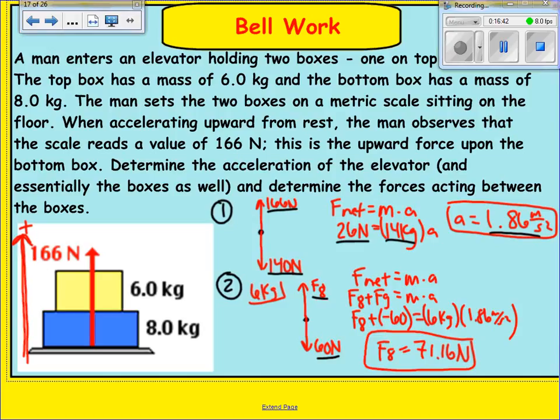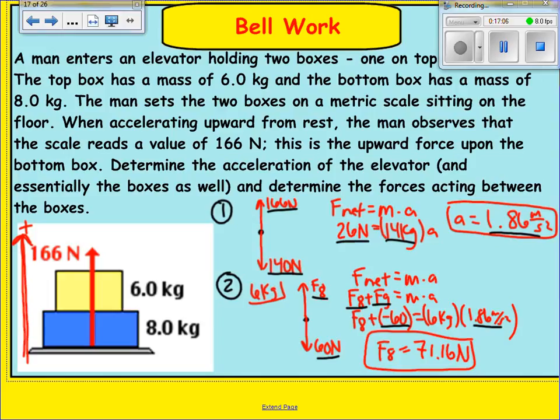Over here, I set force net equals mass times acceleration. The two forces that make up your net force are the force from F8 and the force of Fg. I plug in my values. Notice that my gravity is negative because the gravity is pointing down and up is positive. My acceleration is positive, however, because the block is accelerating up, so it needs to be a positive value. And that gives you the force of 71.16 newtons.